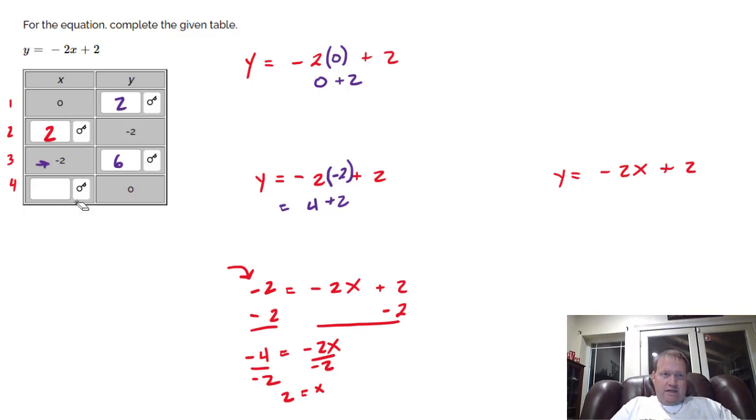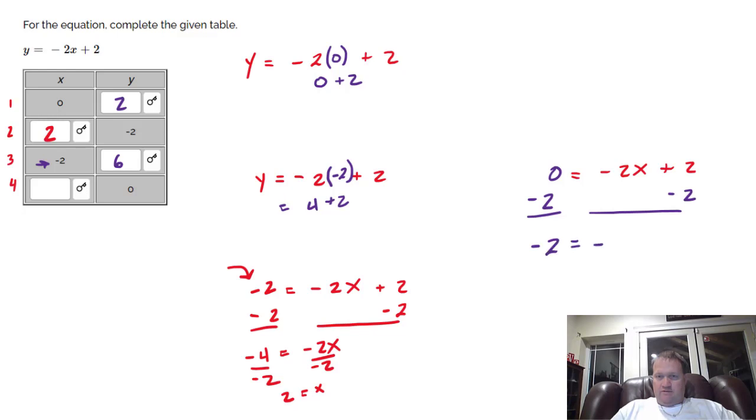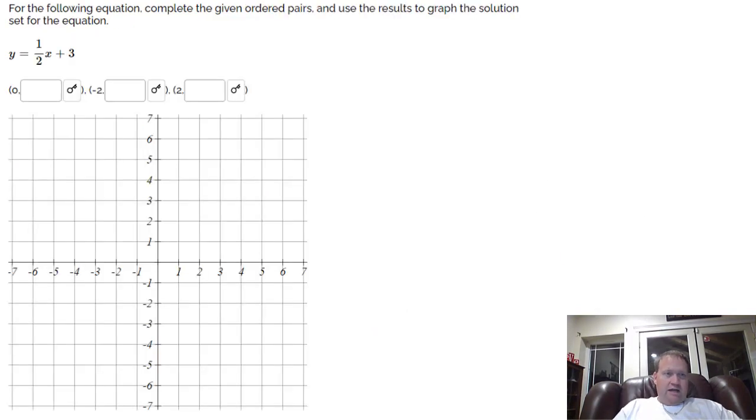This last one, y is 0. So I'm going to go ahead and replace that with a 0. And again, same step, take away the 2. And we end up with 0 take away 2, which is negative 2, equals negative 2x. And we're just going to divide by the negative 2. And we get x is 1. So that's the end of the table of values portion of this problem, and it just required a couple little two-step equations. And now let's take a look at this next equation.